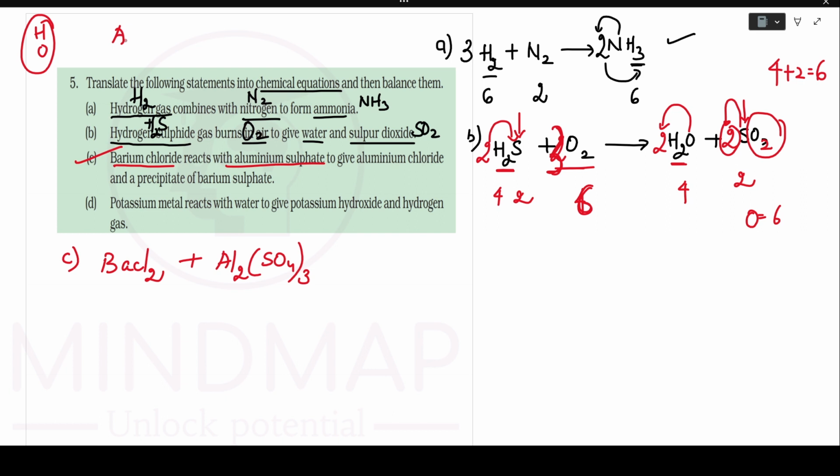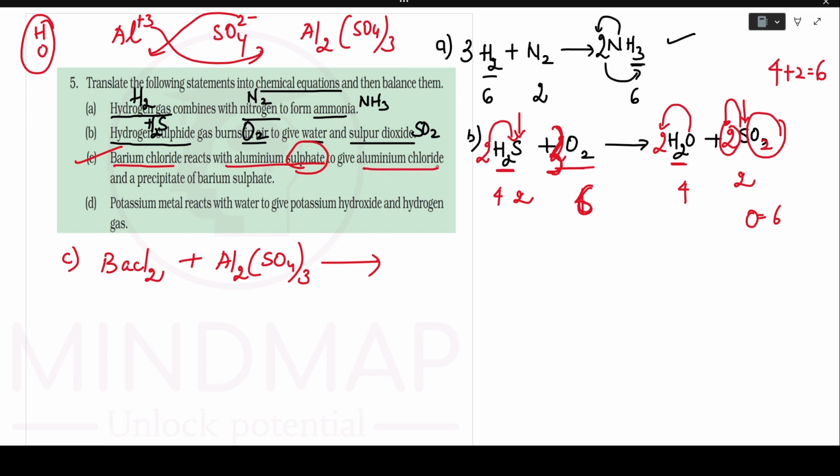Aluminum is what? Al plus 3, right? This is the aluminum ion. Then sulfate. Sulfate is SO4 2 minus. Now you know this 3 will be coming here and this 2 will come here. Hence you will get Al2(SO4)3. So this is what? Aluminum sulfate. Am I clear?